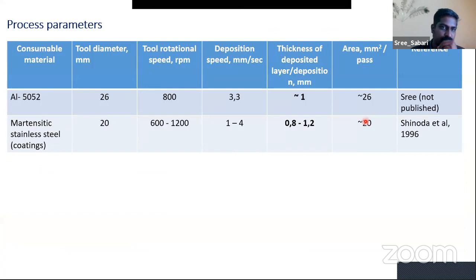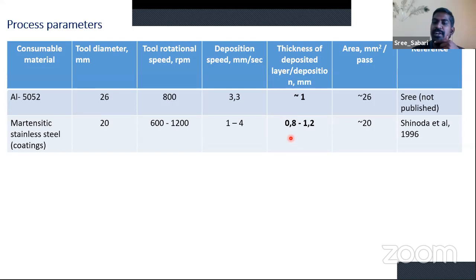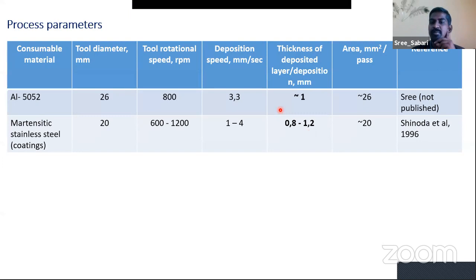And here I also have to say that you can also use stainless steel. Martensitic stainless steel is one of the high melting point steels, and it is very hard too. Even though it is a hard material, some people have made attempts and were able to get 0.8 to 1.2 mm thickness for each deposition. For the aluminium, I got nearly 1 mm thickness in each case.